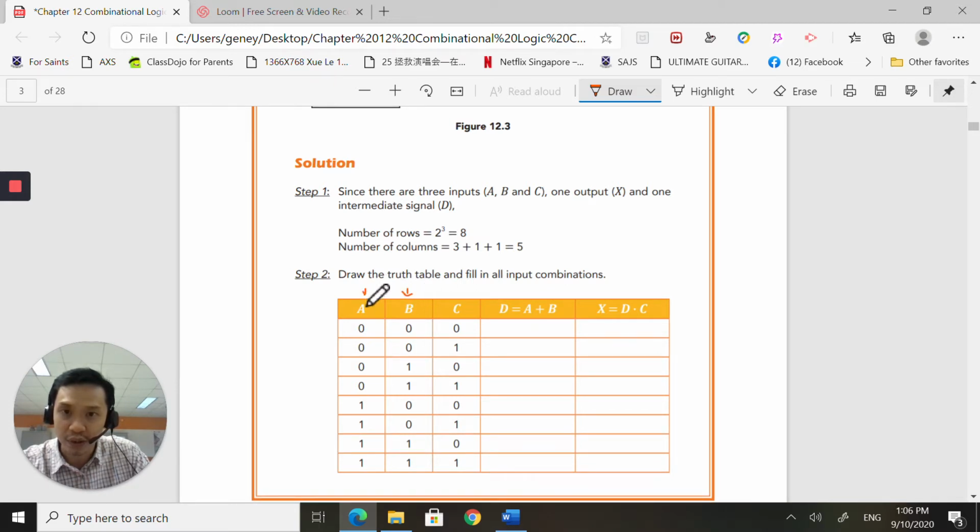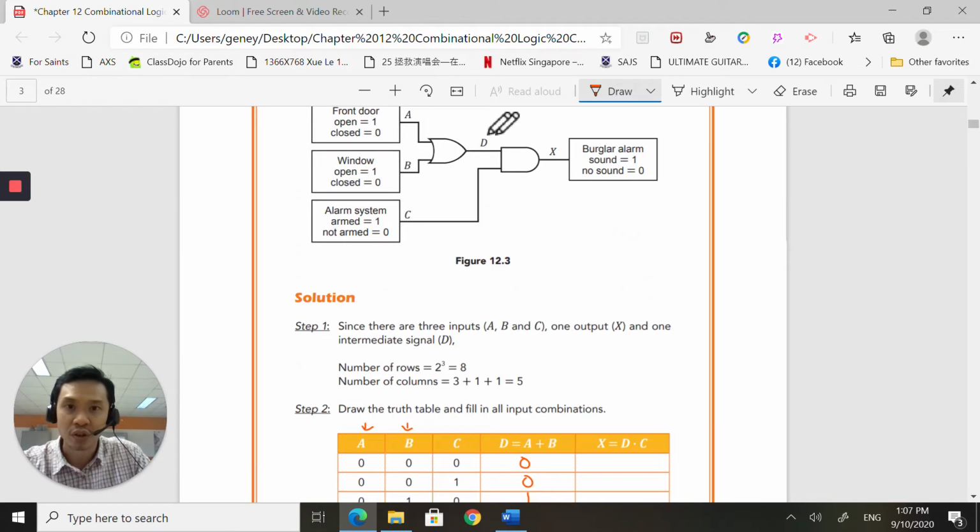I want to find out which gives the truth table for an OR, right? So for OR, 0, 0 is a 0; 0, 1 is a 1; 1, 0 is a 1; 1, 1 is a 1. Okay, so this is the signal for D. This is the intermediate signal. And now we can go on to the output signal X.